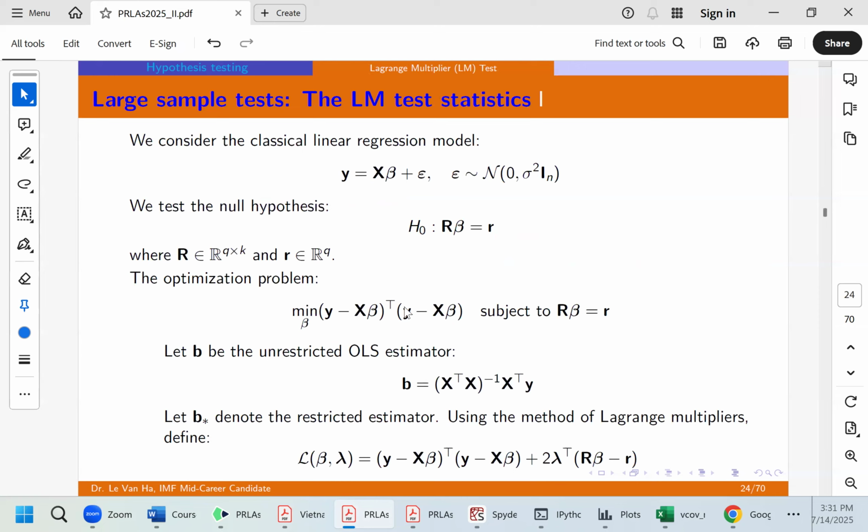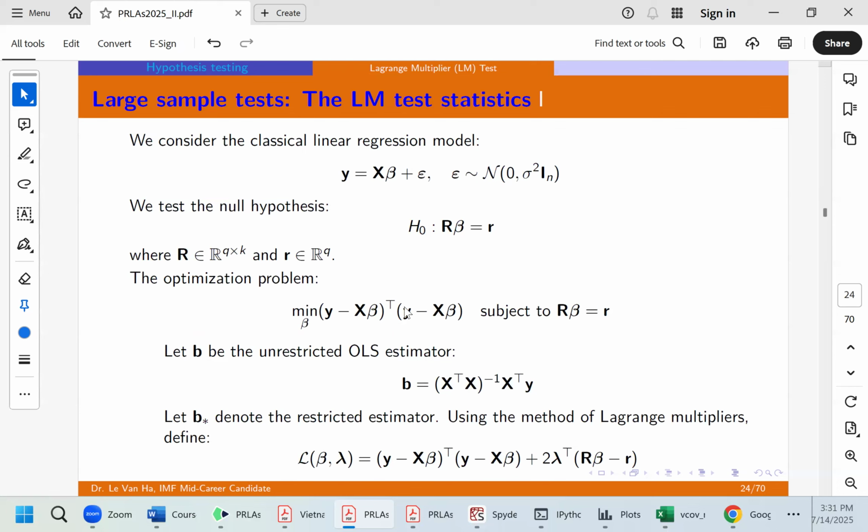So again, we have the same hypothesis. We have a model that is y equal to x beta plus epsilon. Epsilon follows a normally distributed process, which means zero mean and variance sigma square times I_n. Fair? The question is, we want to test R beta equal to R, or let's say Q.